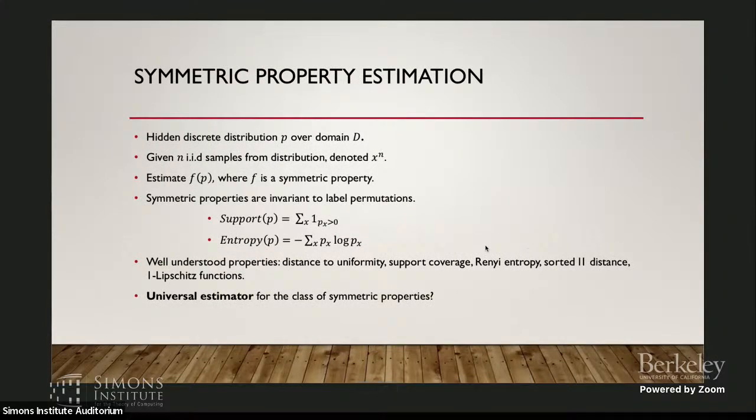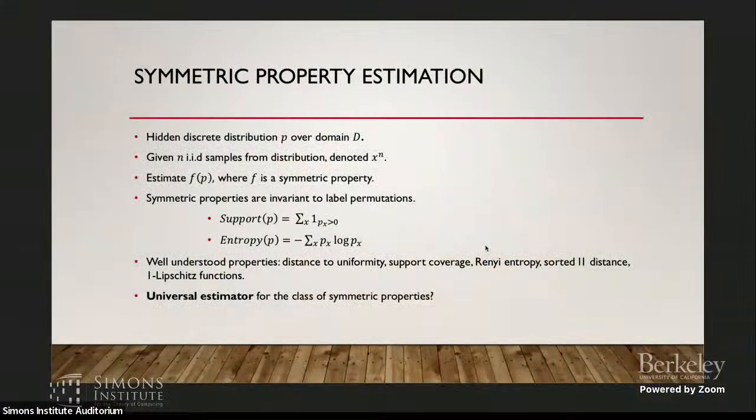Let me formally define this question. You have some hidden discrete distribution P defined over a domain D, and you are given n IID symbols from this distribution, which I denote by x^n, and I'm going to refer to it as a sequence from here on. The goal is to estimate some f(P), where f is a function, and I'm going to refer to it as a property of the distribution. As I mentioned earlier, we are only interested in symmetric properties. These are properties that are invariant to label permutations, which do not depend on the label information.